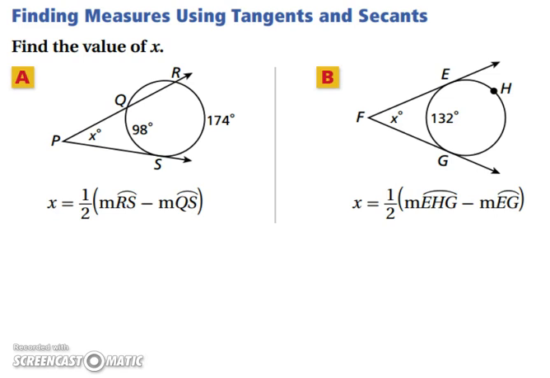Let's try an example. We'll do this first one together, and then you guys can try the next one. So we have the measure of x, which would be 1/2 of the larger arc minus the smaller arc. So 174 minus 98. And we're going to take half of that, and that will leave us with x. So 174 minus 98 divided by 2, 38 degrees. All right, take a moment and try this next one on your own.